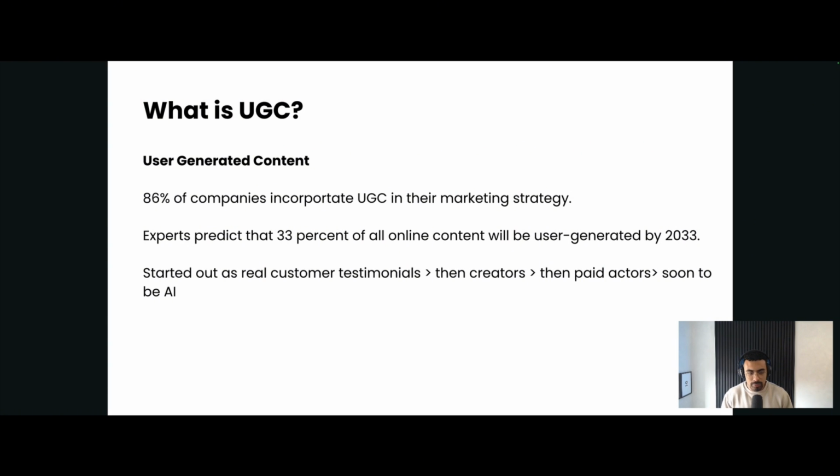Then it evolved, people seeing how effective that was. And then brands would start to pay creators to act as customers and create video testimonials. Then that evolved to now being paid actors. And soon it's going to be AI.